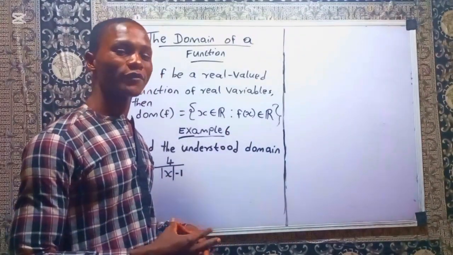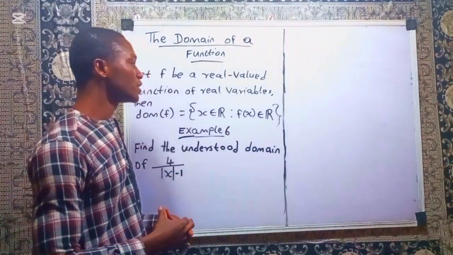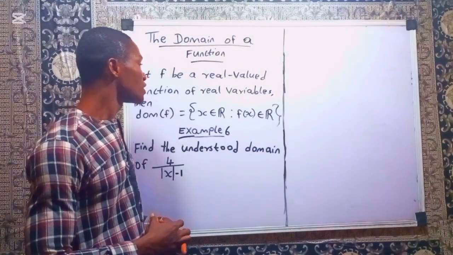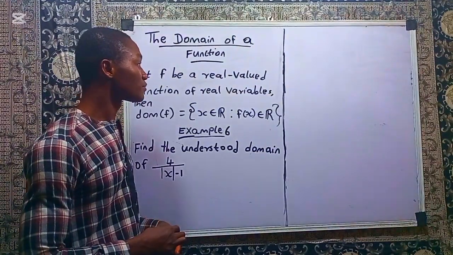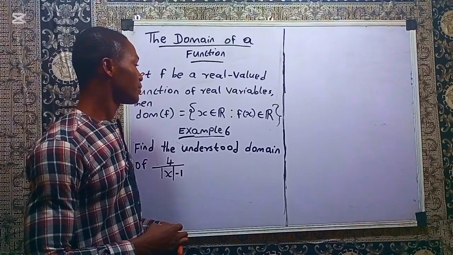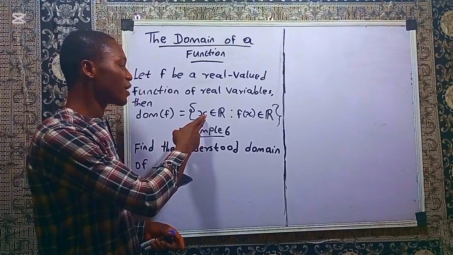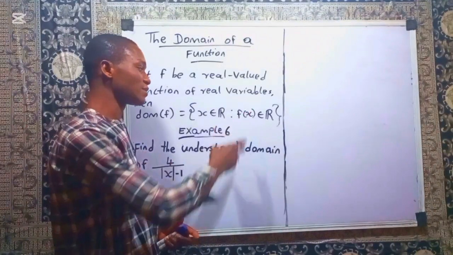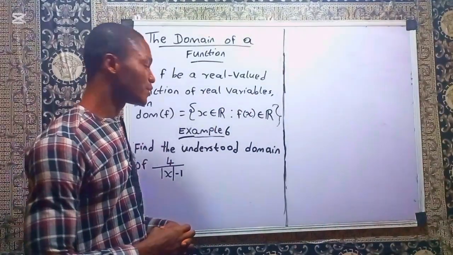So we are defining the domain of a function f, which is a function of real variables, to be the set of all x elements of real numbers such that if I put those points x in the function, I'll get a real number.